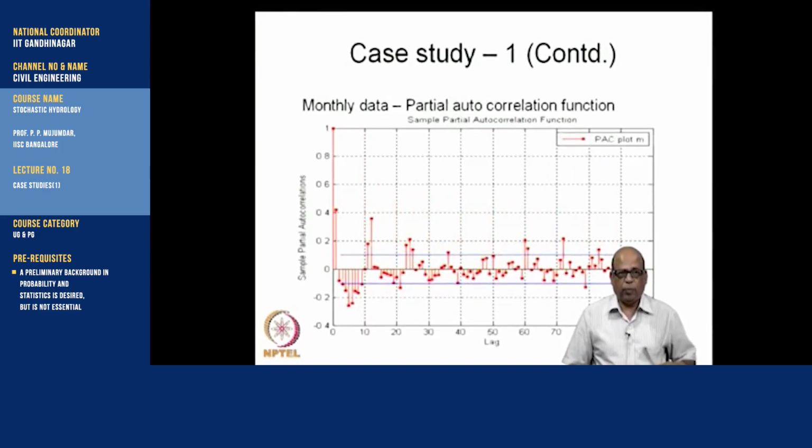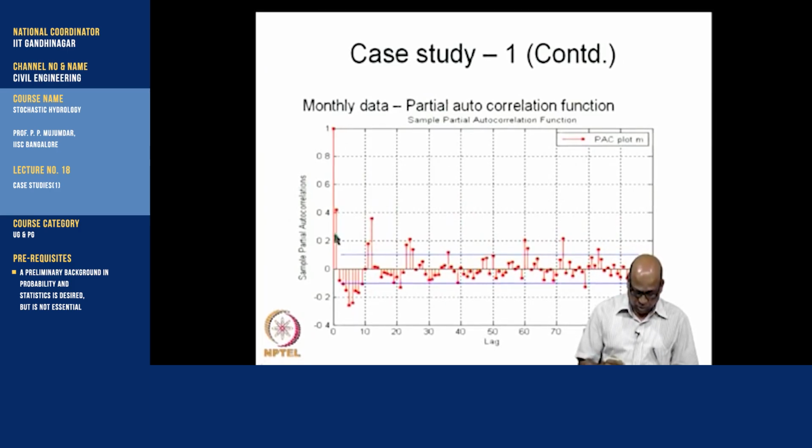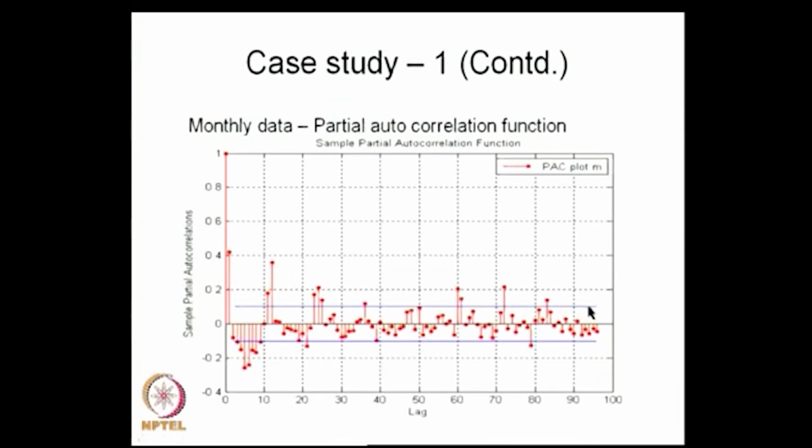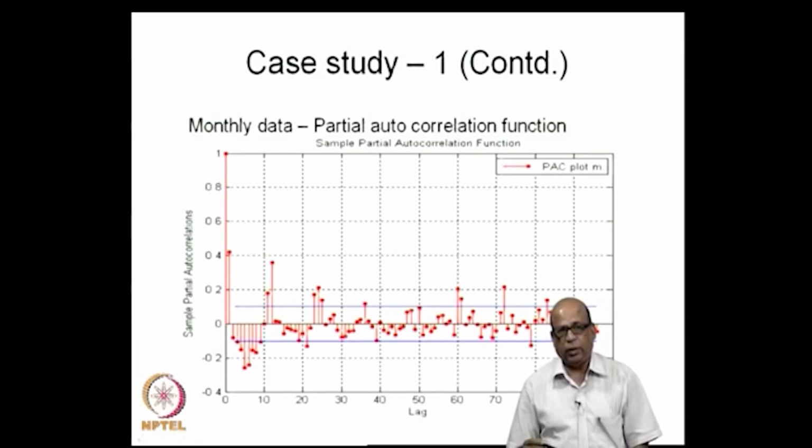Now, we will see how the partial autocorrelations show up. There are many significant partial autocorrelations, as you can see. Corresponding to lag 1 perhaps there is a significant partial autocorrelation, these are significant and so on. As you go further, however, most of the partial autocorrelations become insignificant. This is for the monthly data.